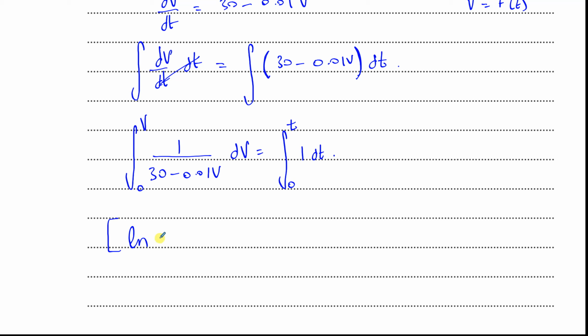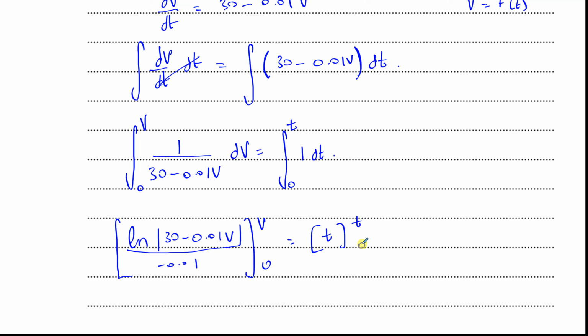You have ln, and whenever you use ln, you always have to put the modulus of 30 minus 0.01v. Okay. And then I have to divide this by the differential of what's inside the function, which is minus 0.01. You always divide by the differential of what's inside the function. So this is what that side will give me when I integrate it. And I have my limits of v and 0. And here when I integrate 1 with respect to t, I'm just going to get t. So I have t, and I'll have my limits of t and 0.